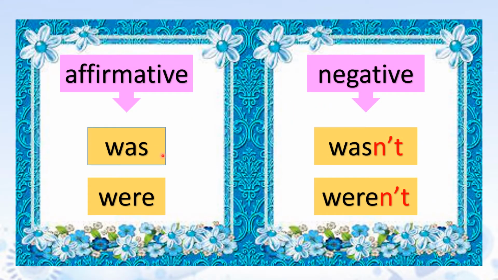You have the affirmative and the negative forms of be. The affirmative form is was and were. The negative form is wasn't and weren't.